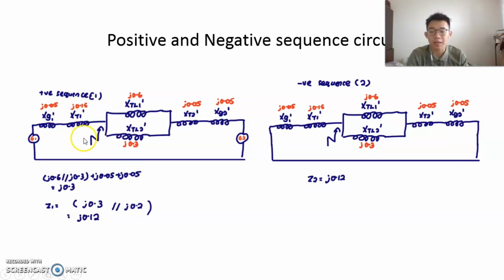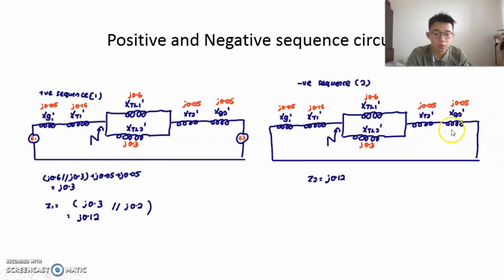First, for the Z1 Thevenin, it's going to be J0.3, which is the right part of the circuit, in parallel with J0.2, the left part of the circuit. So for Z1, we are going to obtain J0.12 ohm for the positive sequence circuit.